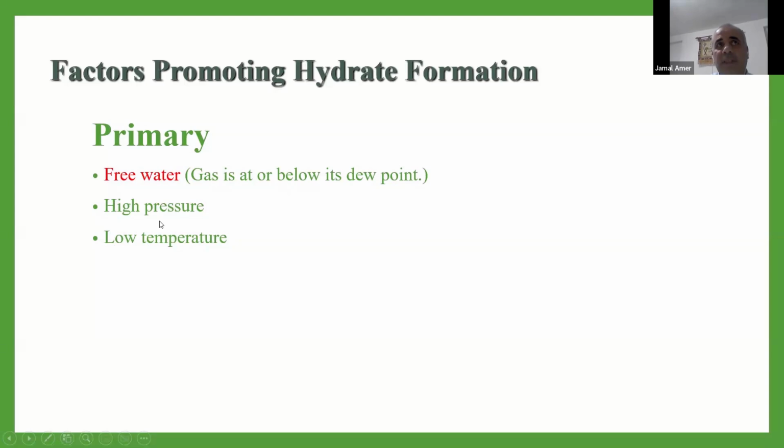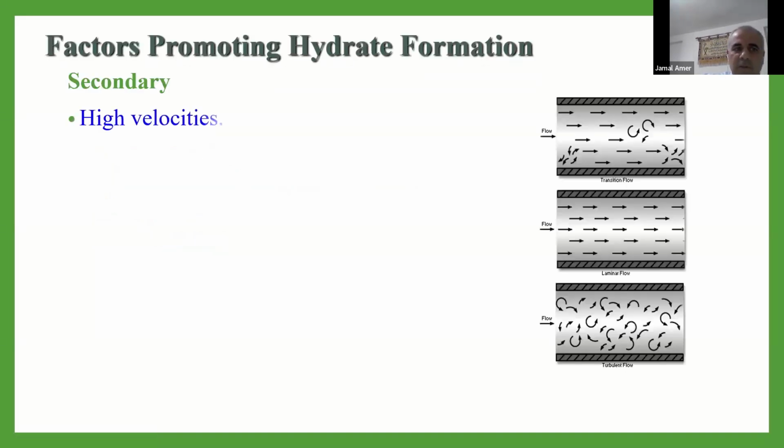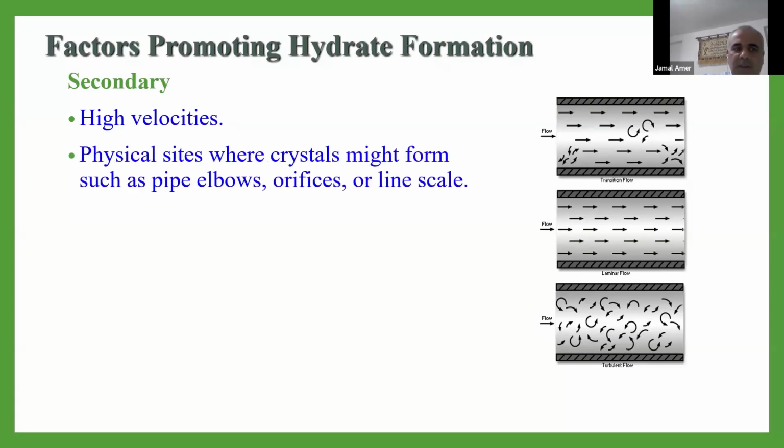Even if the gas has some water vapor, and that vapor doesn't condense, there is no possibility for hydrate to form. Also, we have some secondary conditions: high velocity, physical sites where the crystals might form, such as pipe elbows, orifices, and line scale, and turbulence in the gas stream.